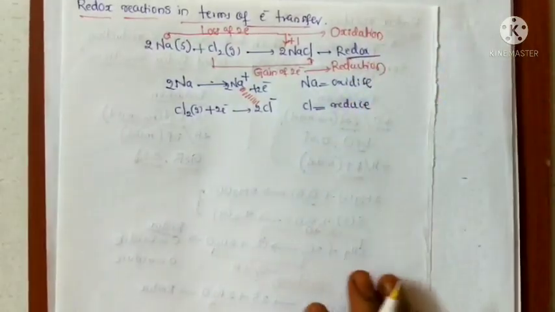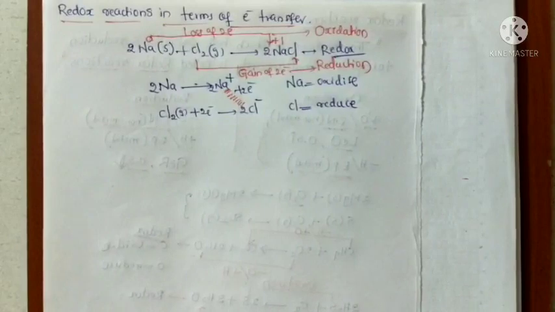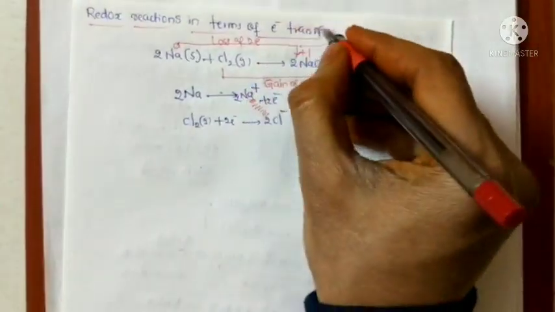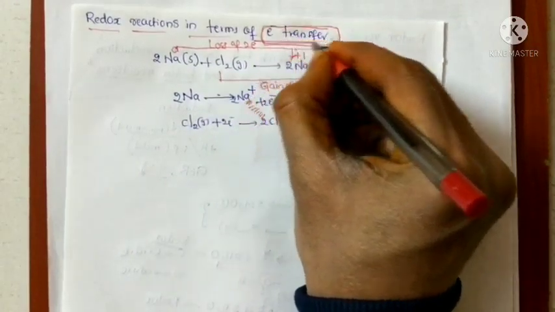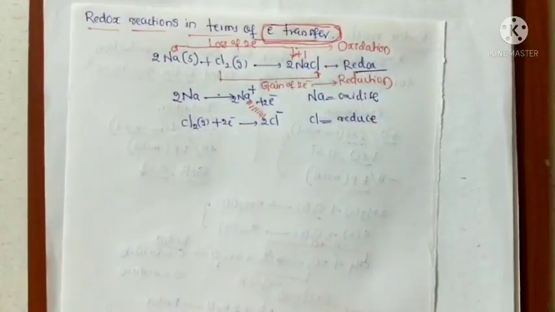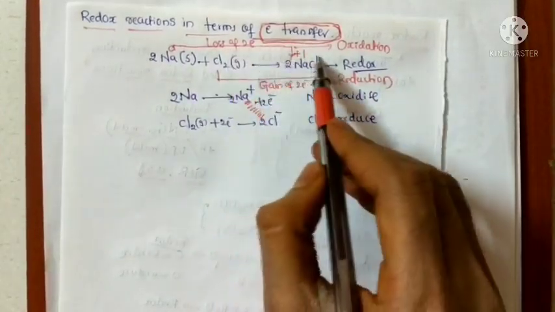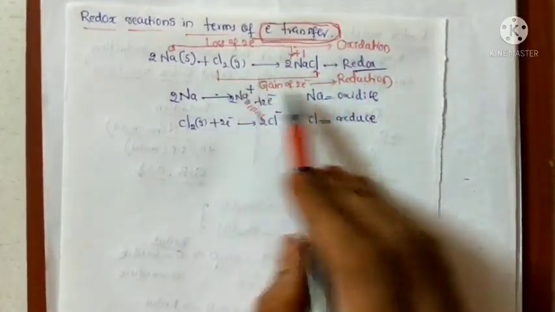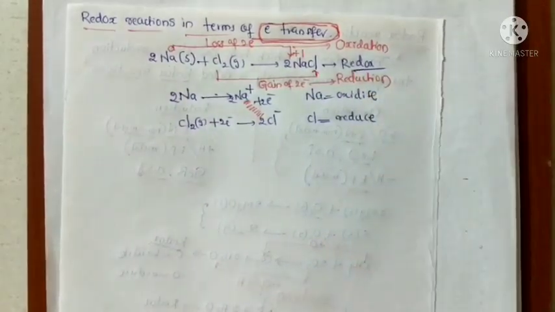But how can we determine this? By using electron transfer we can define which one undergoes the oxidation process and which one undergoes the reduction process. Generally, loss of electrons is oxidation, and gain of electrons is reduction.